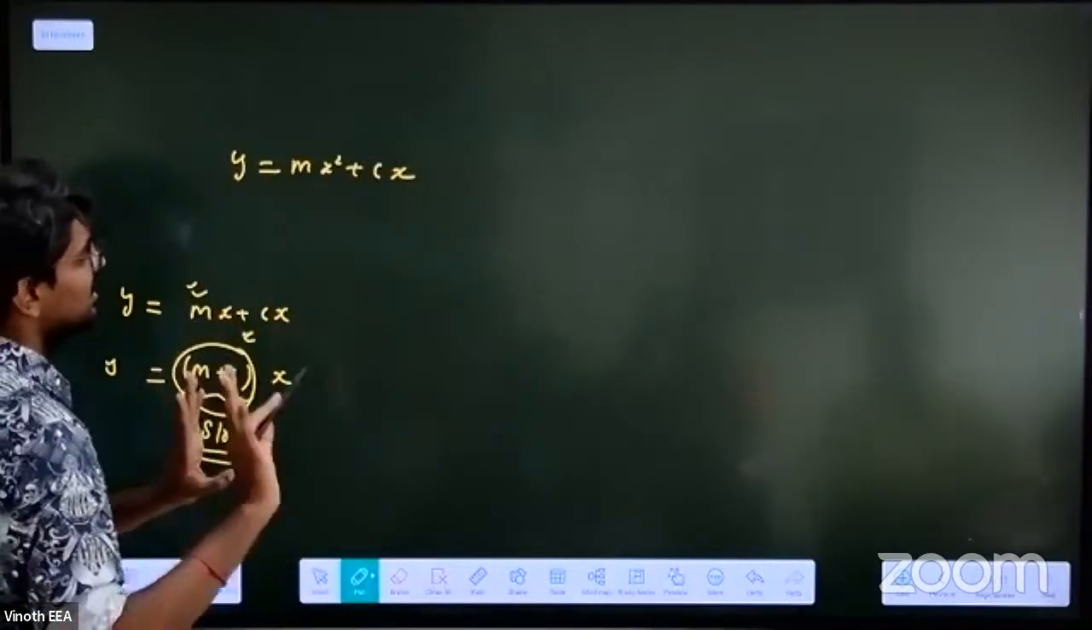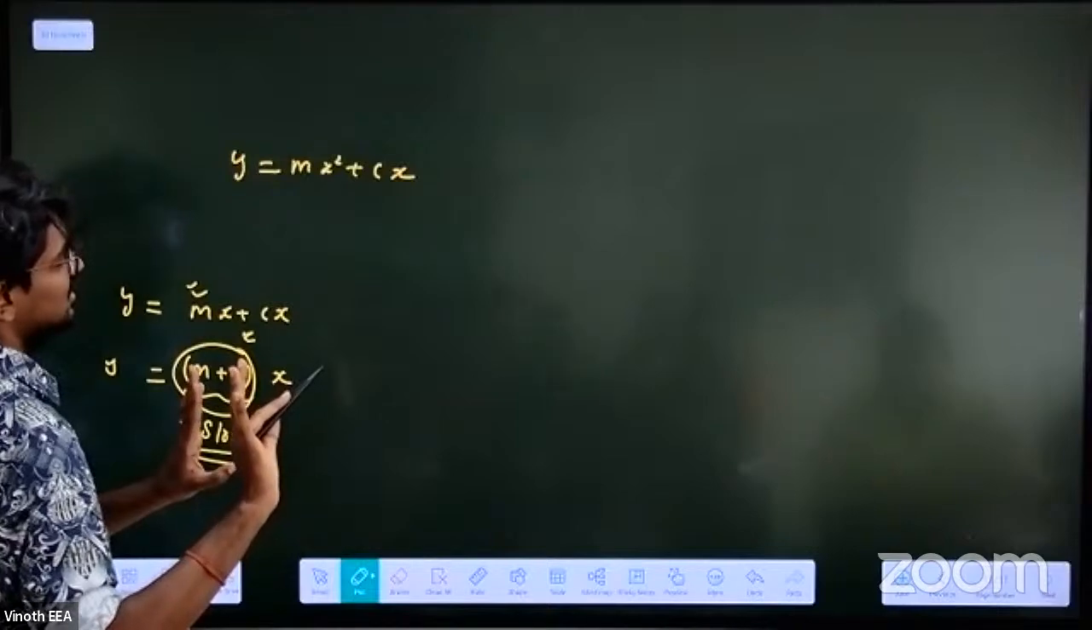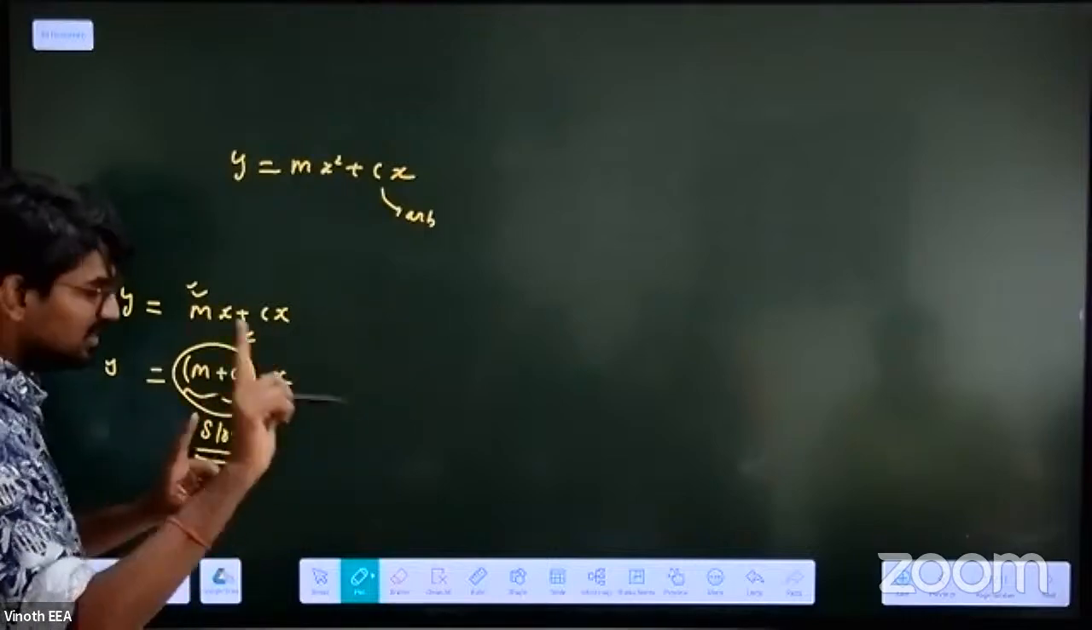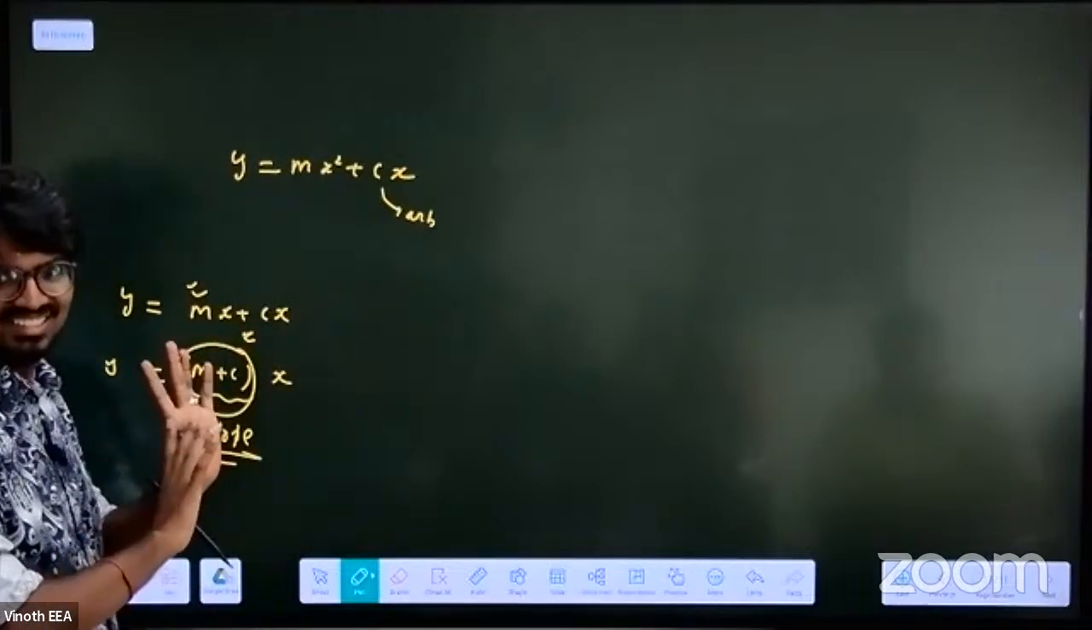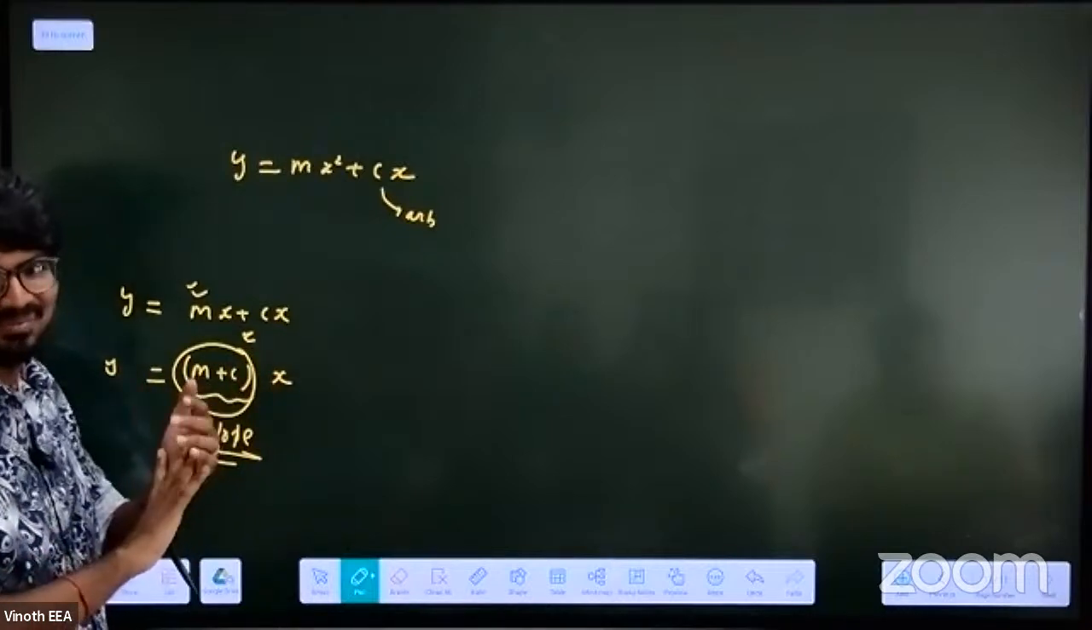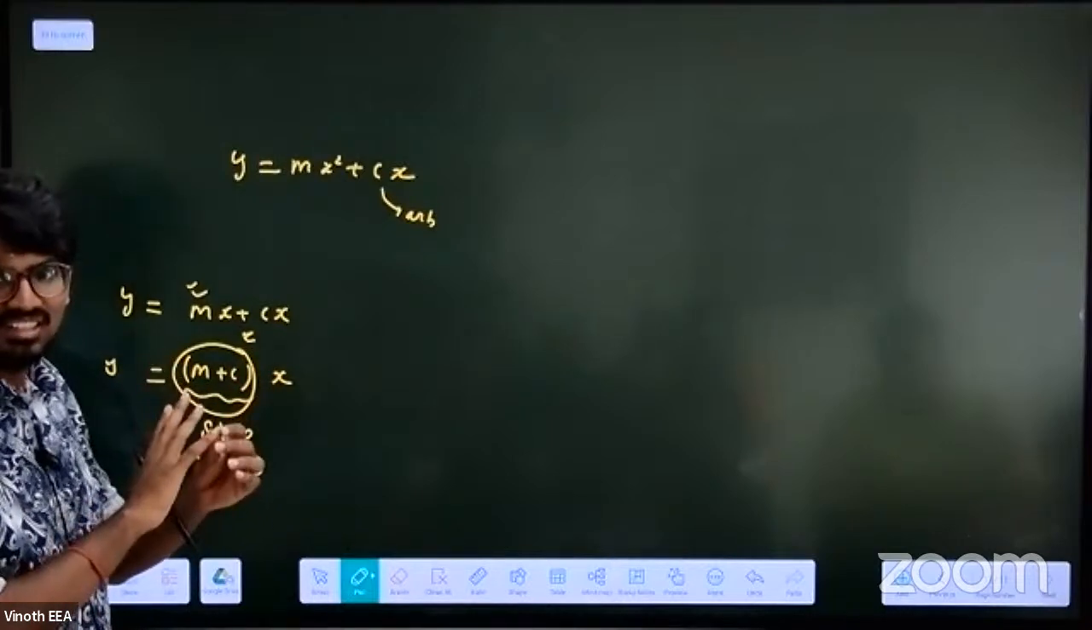One second. What is the arbitrary constant? C is the arbitrary constant. M is a fixed constant. Differentiate only one time. That's it. Then c will still be there. You need to eliminate it, but differentiation is only one time. You need to find some way to eliminate it.